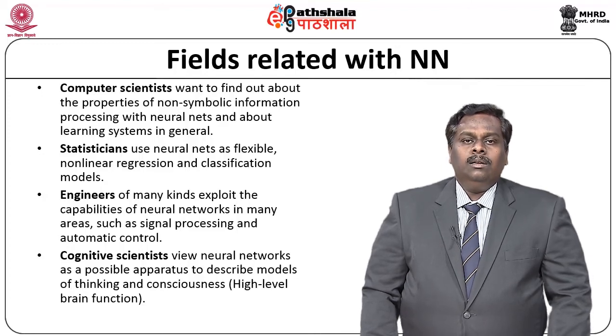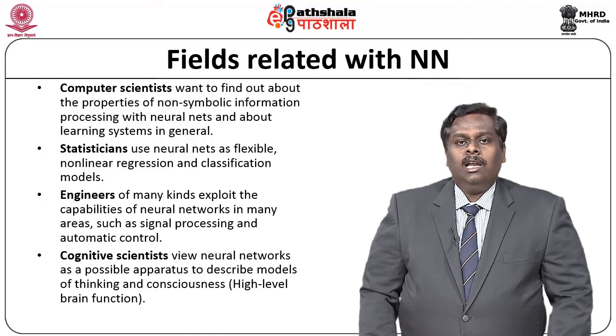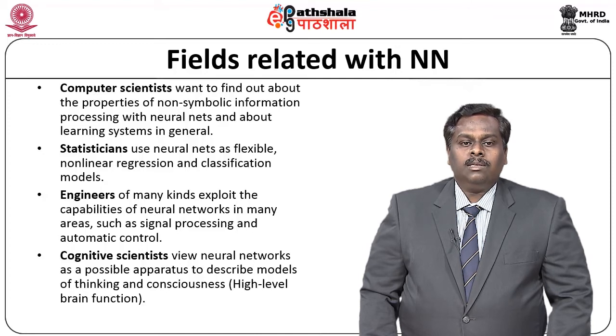Engineers in general exploit neural networks for various research areas like signal processing and automatic controls, because in signal processing and automatic control environments, the input data in many scenarios is not clearly defined and many times it is erroneous in nature. So, when you want to handle erroneous data, neural network comes first. Cognitive scientists are the best ones who make use of neural networks. With the help of neural networks, cognitive scientists create various models of thinking and consciousness.